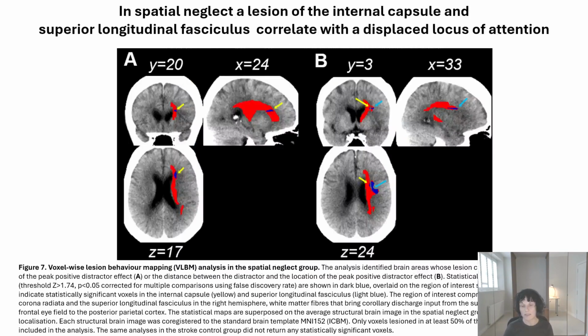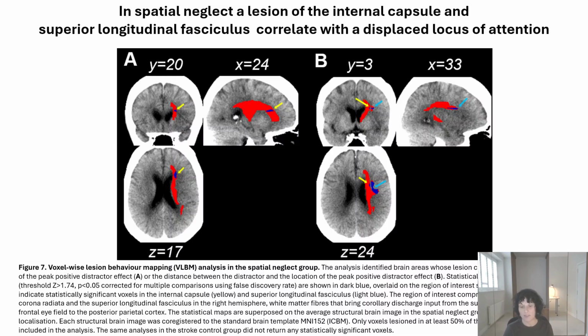Finally, we conducted a VLBM analysis to identify brain areas whose lesions correlate with the magnitude of the displacement of the locus of attention in response to the distractor. We ran this analysis in a brain region of interest, shown here in red. This region is capsula interna, corona radiata, and superior longitudinal fasciculus.